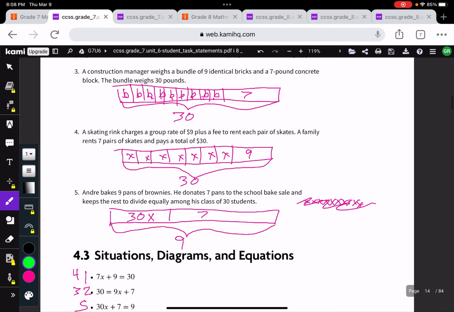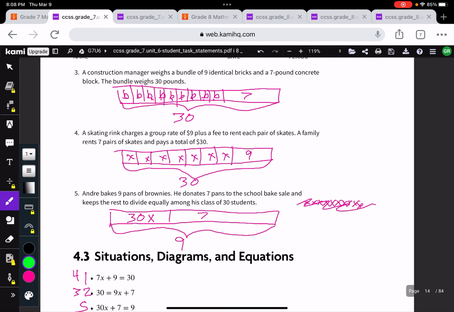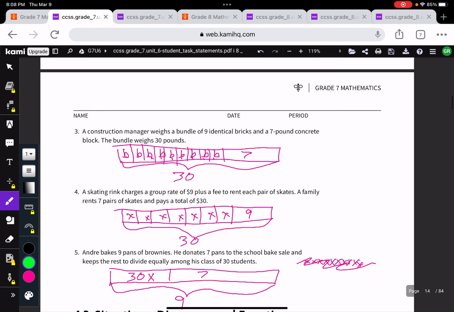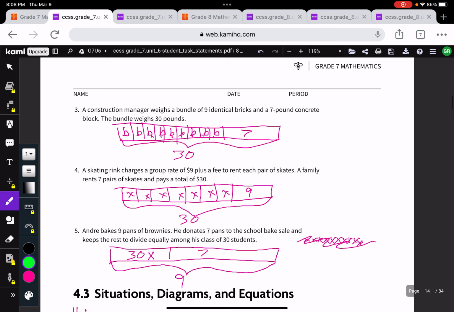A construction manager weighs a bundle of 9 bricks and a 7-pound concrete. Well, we've already solved this one. It's the same as above. We know that it is 2 5/9.